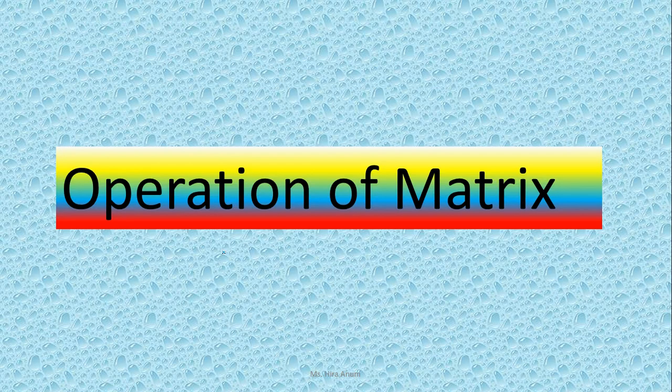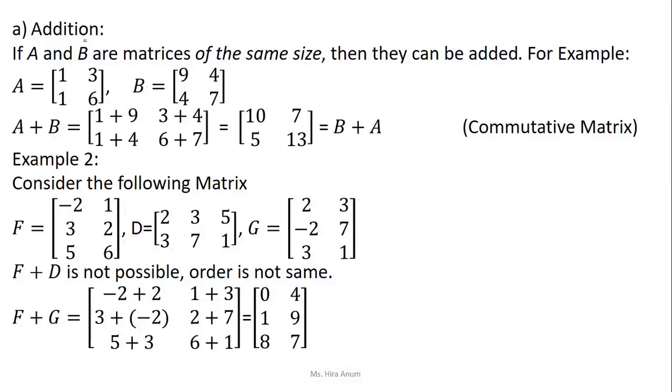Operation of matrices. Addition. In addition, you can have two matrices or more than two matrices. They are of the same orders. You can see 2 cross 2 and 2 cross 2. Then you add the first element with the first element, second entry with second element. Second row of first element will be added with second row of first entry, and second row second element will be added with second row second element.